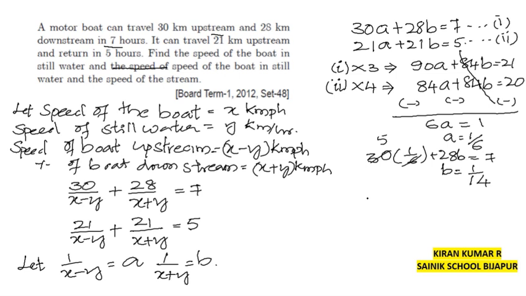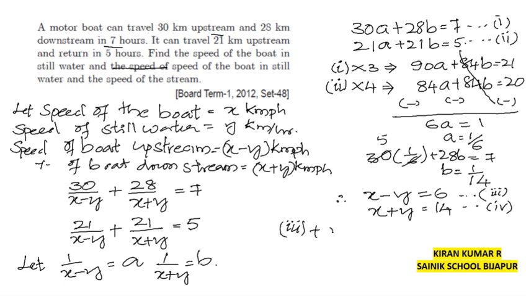Now we have taken 1 by x minus y as a. Therefore, I have the new equations. x minus y will be 6, the reciprocal, and x plus y will be 14. Now you simplify these two equations. Let me call this equation 3 and this equation 4. If you do equation 3 plus equation 4, we get 2x equal to 20. Hence the value of x is 10.